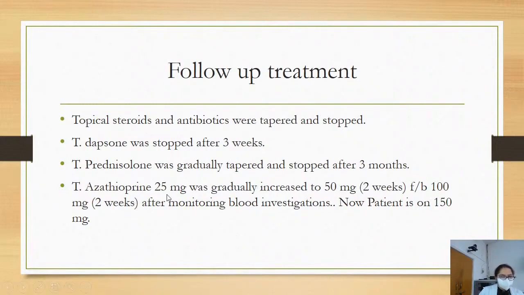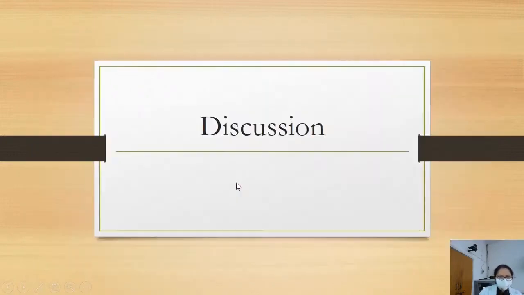Tablet azathioprine was going on. She was started on 25 mg and it was gradually increased to 50 mg for 2 weeks, followed by 100 mg for 2 weeks. And after monitoring of blood investigations, now the patient is on 150 mg of azathioprine. This is the clinical picture. Here we can see she's now comfortable opening her eyes nicely. But the only thing is that she has gained a lot of weight because of these medications.